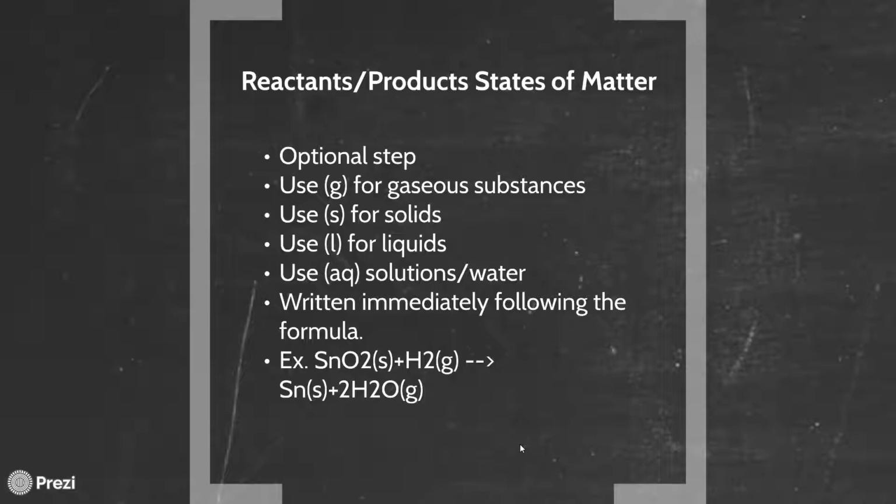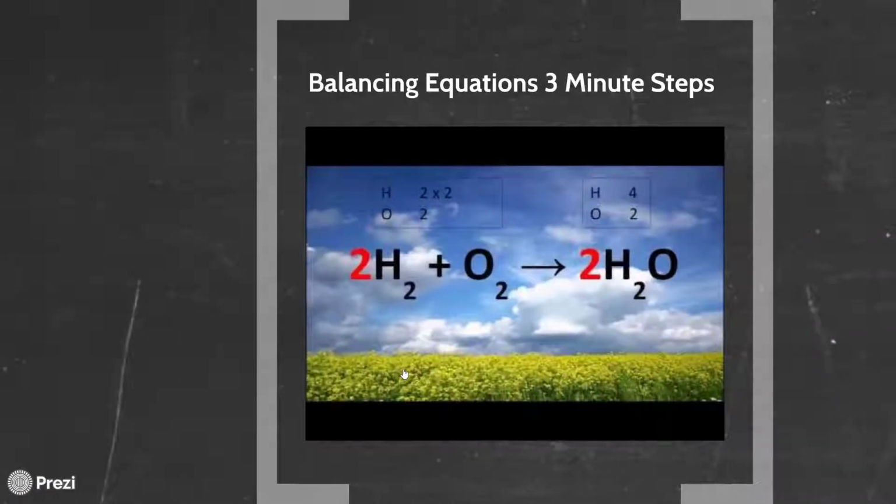Some additional steps that might be useful: if it's a gas, you can label it as gas. Solids, liquids, and aqueous are usually written directly after the formula, usually in subscript, and that can help in some cases. For instance, when we do net ionic equations, we're going to be using this a lot to see what actually changed in a reaction.